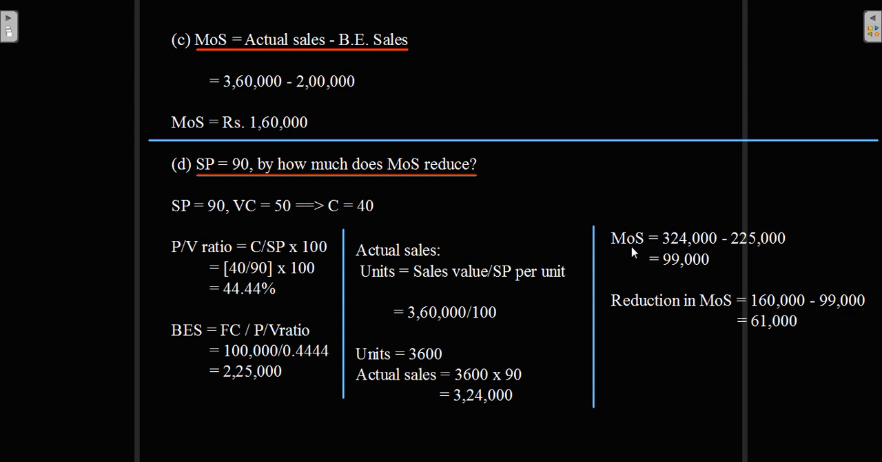So the new margin of safety will be actual sales minus break-even sales, 99,000. So by how much has it reduced? This new margin of safety is 99,000. Old it was 1,60,000. So from 1,60,000 it has fallen to 99,000. The difference is 61,000. So at selling price 90, margin of safety reduces by 61,000 is the answer.